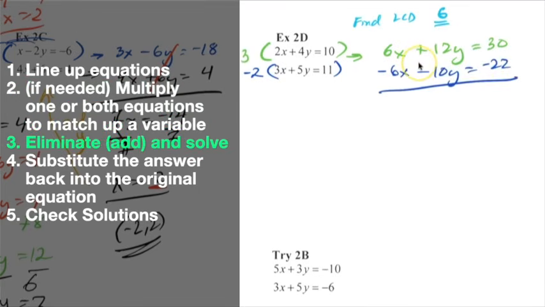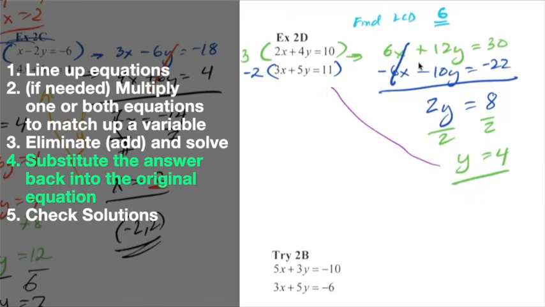Now when I add these two equations up, these are going to cancel out. I'm going to get 2y = 8. Let's divide that by 2, and I get y = 4. Remember, we are not done. We also need our x. We have to plug this guy back in to find x.